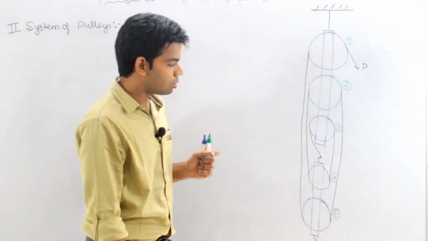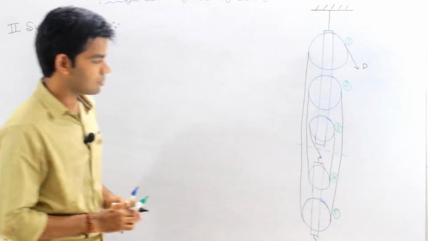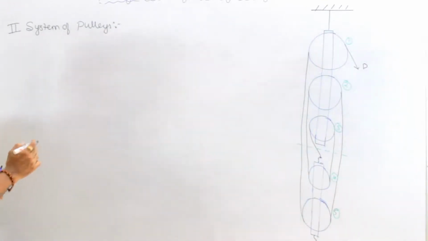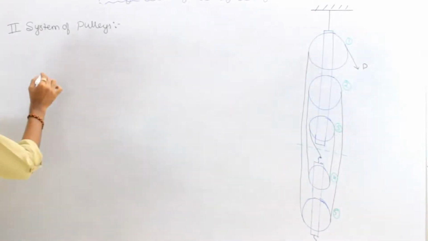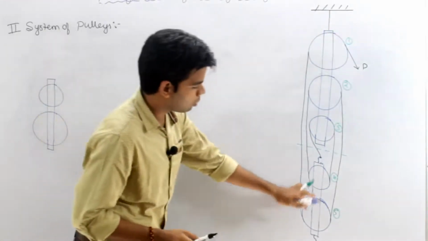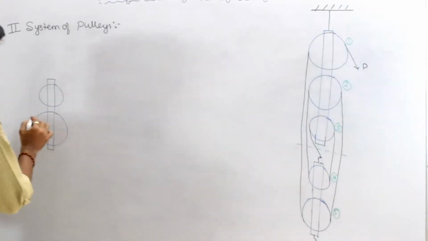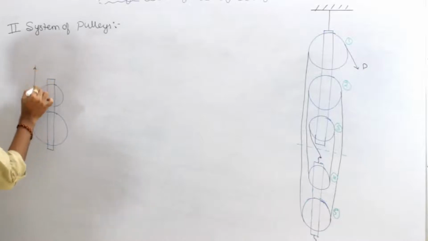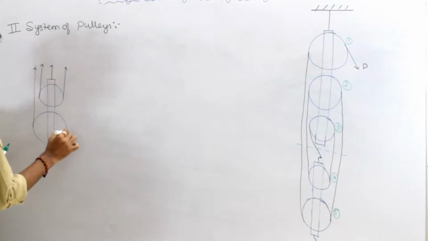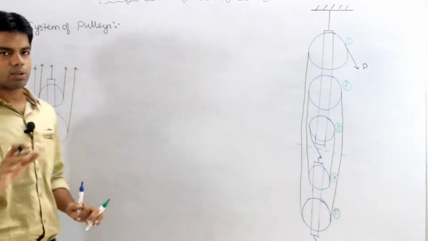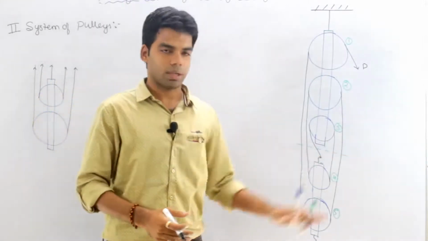Now let us draw the free body diagram of this lower block. How will be the free body diagram of this lower block? We have 2 pulleys and 5 ropes coming from this. So this is rope 1, rope 2, rope 3, rope 4 and rope number 5. This is the case, as I told you, for 5 pulleys. Suppose we have 6 pulleys, there will be 6 ropes here.